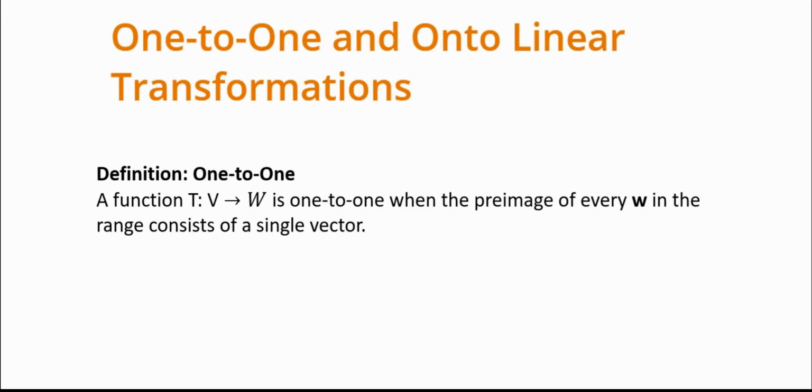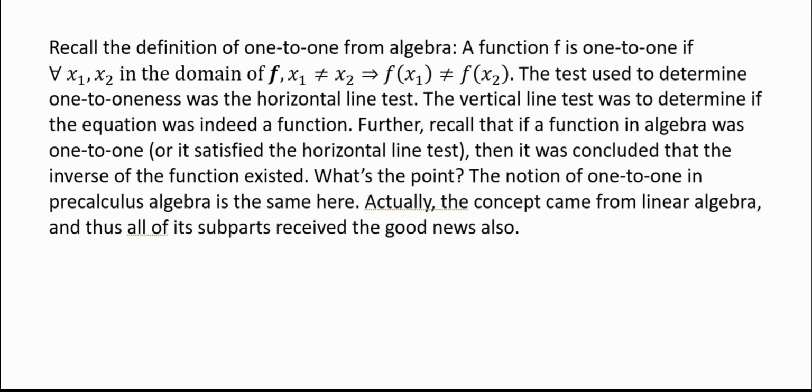Now, one-to-one and onto. I'm just running through the topics, and then at the end we'll put it all together in a few problems. One-to-one and onto linear transformations. Now, this is just a copy from algebra. Definition of one-to-oneness: a function T that maps vectors from V into vectors in W is one-to-one when the pre-image of every w in the range, meaning vectors in the domain, consists of a single vector. We're trying to illustrate this as well, just to refresh your memory.